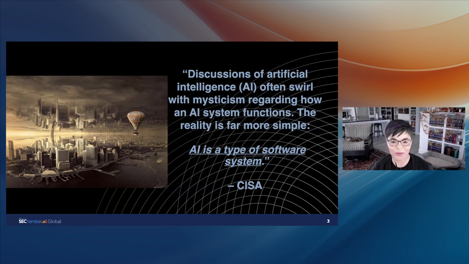AI is going to do all these wonderful things, which is true in the sense that AI can do some absolutely incredible things for us technically, but it's not mystical. It's not magic. It's math. And most importantly, the reality, as CISA says, is far more simple. It is a type of software system. So if you're worried about AI and machine learning and it feels a little out of reach, keep coming back to that. This is software. And the security community understands how to secure software, and we too can understand how to secure ML and AI.